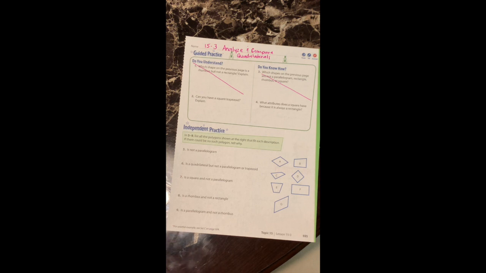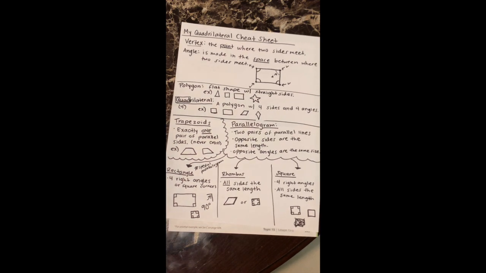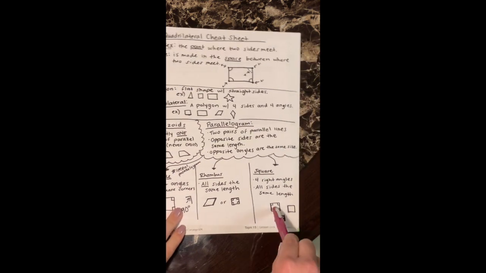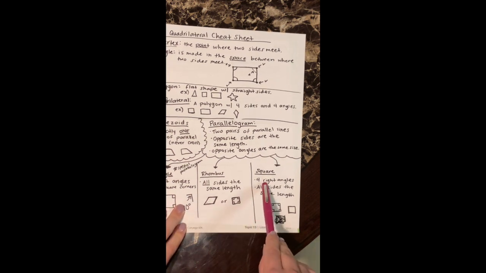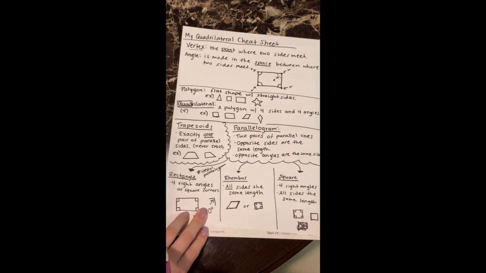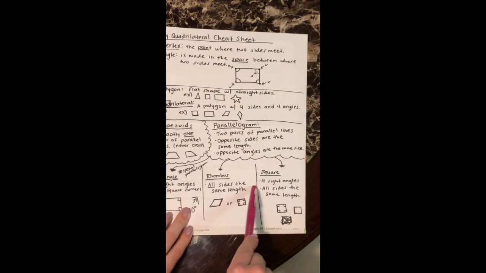And so let's look first at number 2 in our guided practice, which says, can you have a square trapezoid? So look at your cheat sheet and look at what a trapezoid has, and then look at your square. And let's see, can you ever have a square trapezoid? So if a trapezoid only has one pair of parallel sides that will never ever cross, a square is a type of parallelogram, so that should give you a hint. And a square has to have 4 right angles and all the sides the same length. Well, if you are only having one set of parallel sides, then you're not going to have 4 right angles.